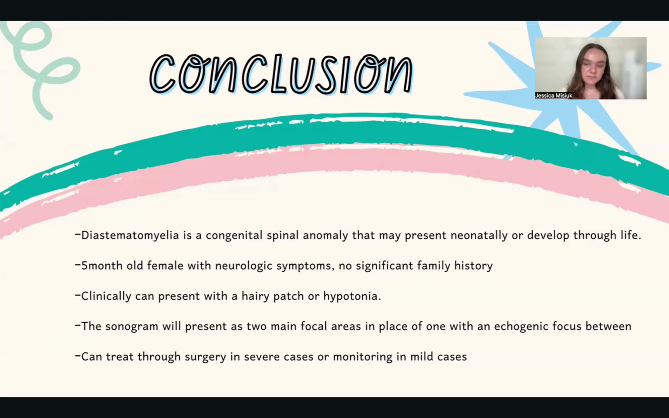And the sonogram was ordered and showed two main focal areas in place of one spinal cord, with an echogenic focus right in between them, causing the split. You can treat it through surgery in severe cases, or in mild cases, you can just monitor. In this case, with the bony septum causing the neurological symptoms, the patient went with surgery and removed the septum. All went well. The patient had a few follow-ups, and everything turned out normal.